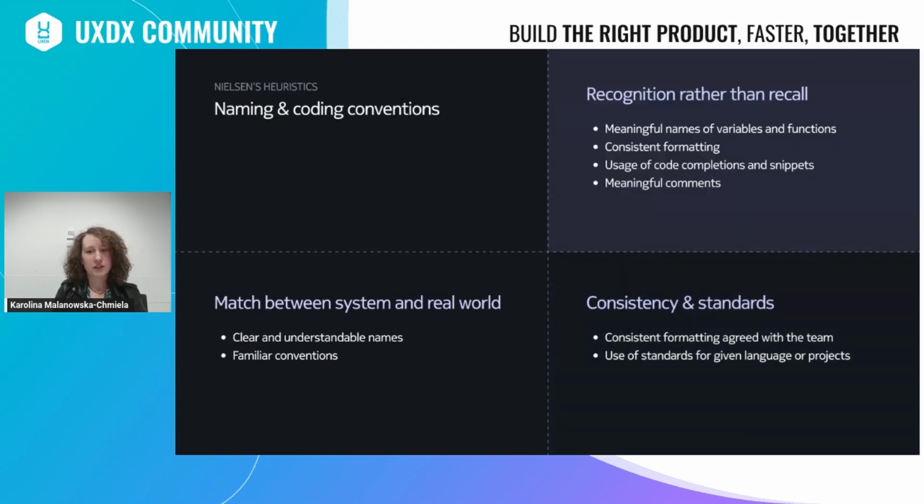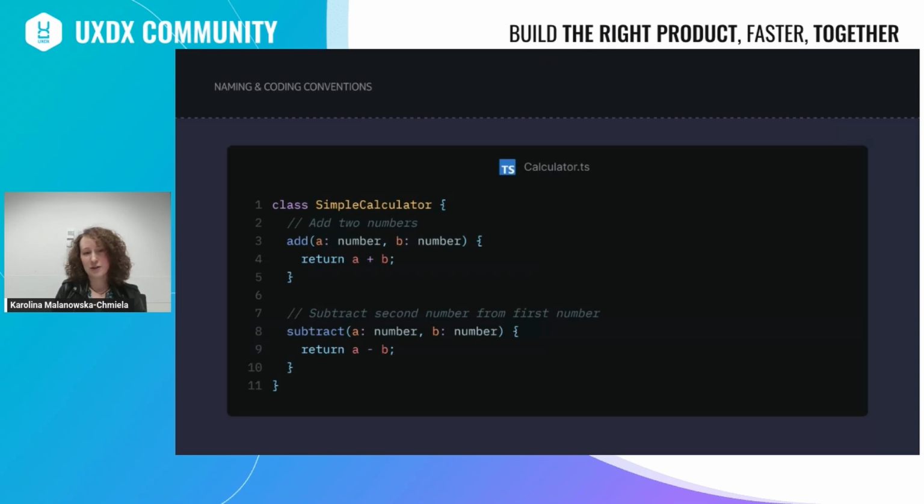And then we have recognition rather than recall. These previous heuristics are basically the proof for this one, because when we use meaningful names, meaningful comments, and consistent formatting, it is easier to recognize what this part of code really does. And on to the example, we have a class called simple calculator. As I said, an object in real life, for example a calculator, probably has functions like adding numbers, subtracting them, multiplying, and so on. So why don't we just name functions inside this class just like that? We have an add function, a subtract function, and these little comments that explain what the function does.